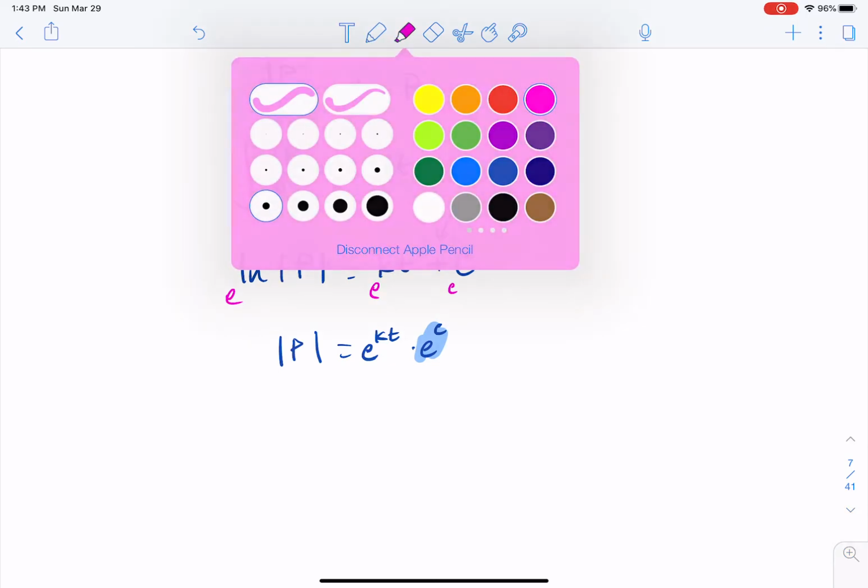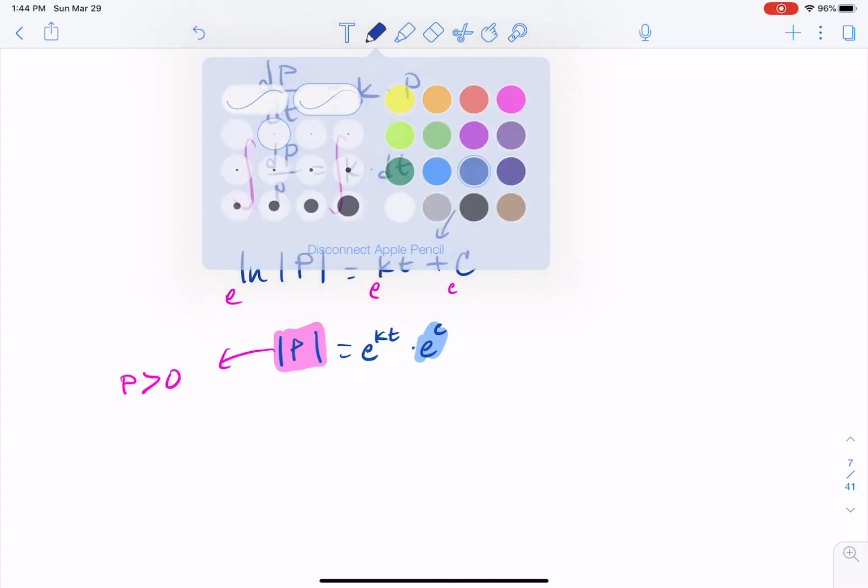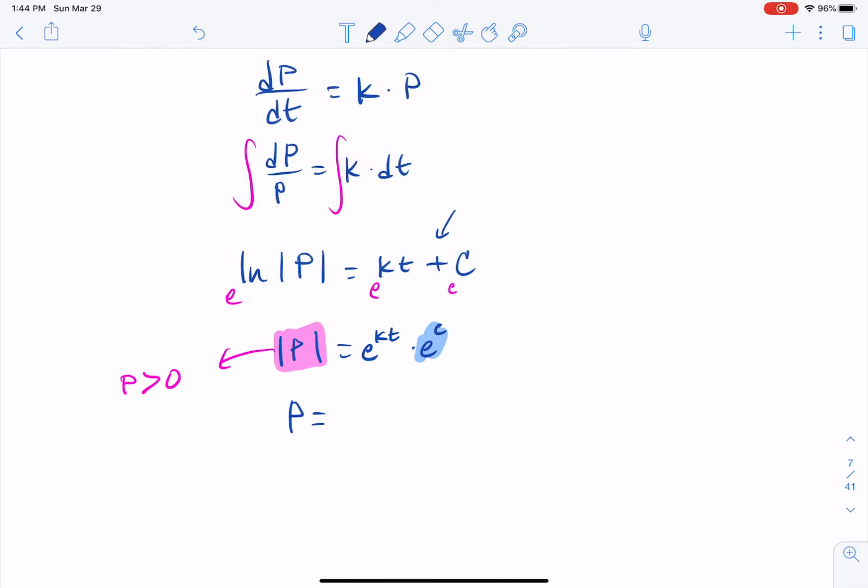Whenever I am talking about a population, it is a perfectly reasonable thing to say that our population is greater than 0, so we don't need the absolute value symbols. It's already going to be positive. So we got P, get rid of the absolute value, not plus or minus, just the positive part, is equal to some e to the C times e to the kt. And now we're almost there.